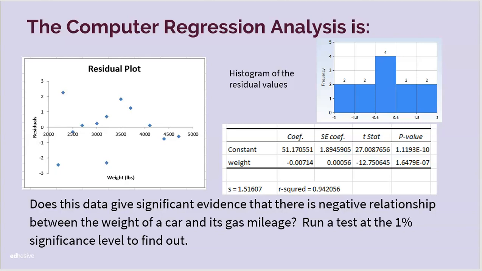And here's the question. Does this data give significant evidence that there is a negative relationship between the weight of a car and its gas mileage? Run a test at the 1% significance level to find out. So, like I said, we do clearly see a pattern in our data, but maybe it was just randomness. Maybe it was just a weird sample that we got. So the only way to answer this question is to actually walk through the test procedure.